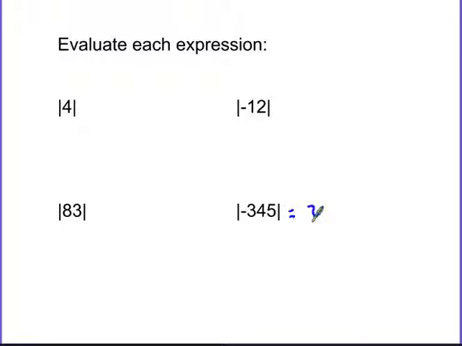These would all be positive numbers: 345, 12, 4, and 83. I'll be asking you that question from time to time throughout this chapter: what is absolute value? And your answer will be, absolute value is the distance from zero, the measure of the distance from zero, okay? The measure of a number from zero. So it's important for you to understand that concept.